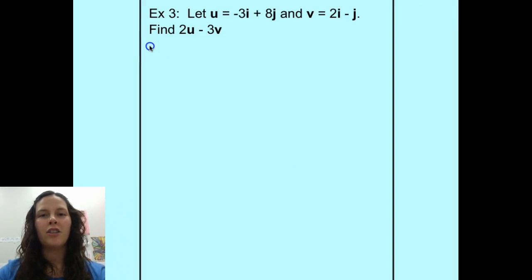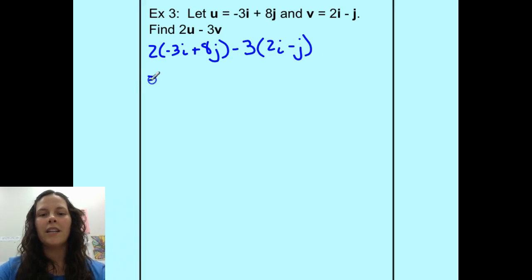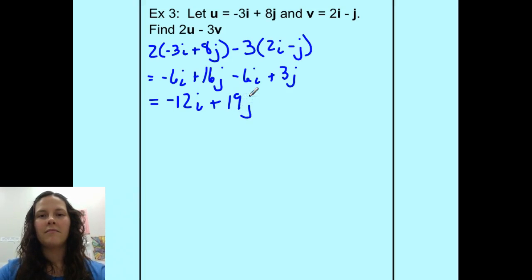Multiplication and subtraction with i and j is very similar to multiplication and subtraction with variables. We'll distribute our multiplication and then combine our like terms. 2 times (-3i + 8j) minus 3 times (2i - j). We get -6i + 16j - 6i + 3j. Combining our like terms, we end up with -12i + 19j.